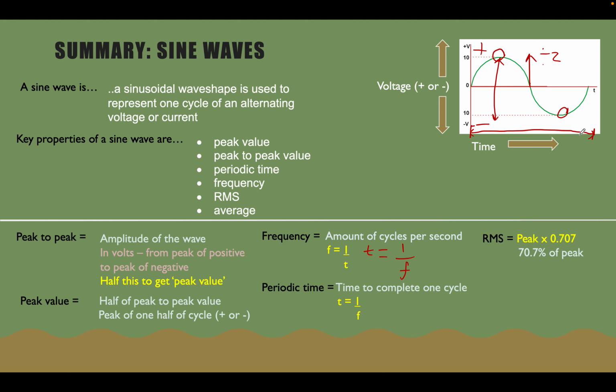Okay, the RMS was the peak multiplied by 0.707 because it's 70.7% of the peak value. And the average was similar, but it was slightly lower. So it was the peak value multiplied by 0.636 because it's 63.6% of the peak. So I suggest you watch that video and the other video again, and you go through it and you go onto the worksheet and try out the questions, okay?